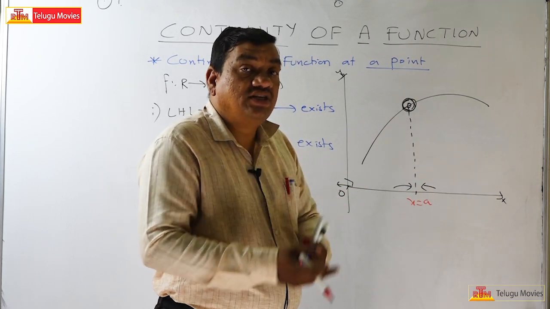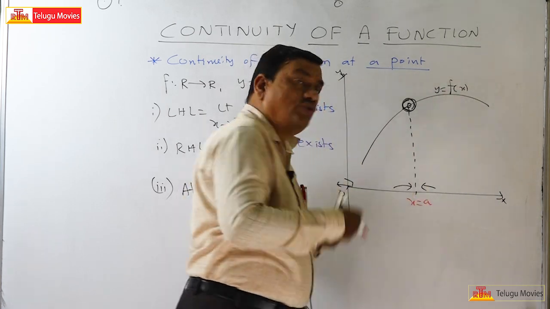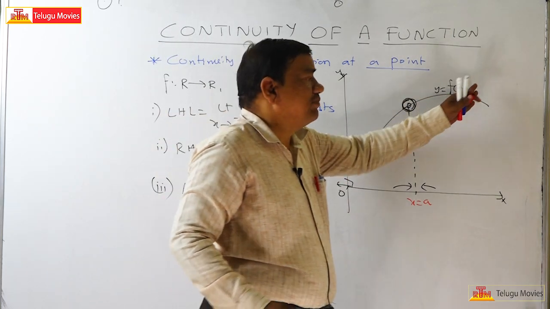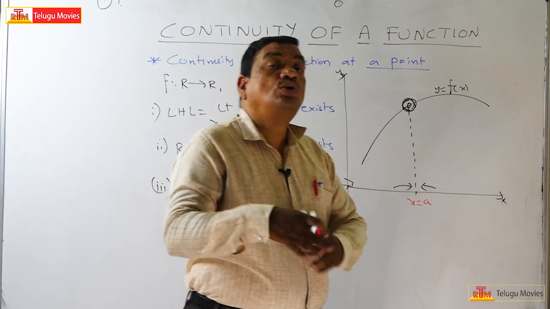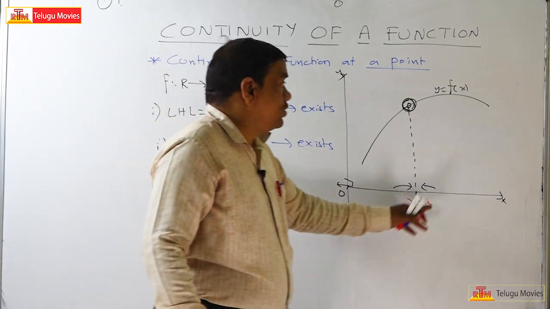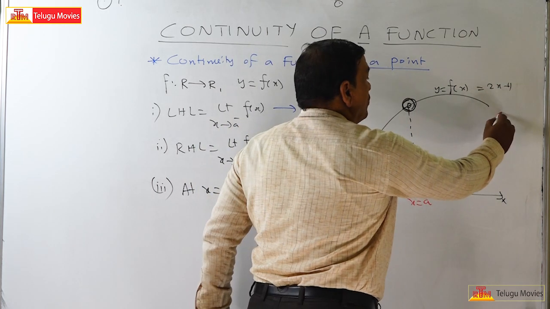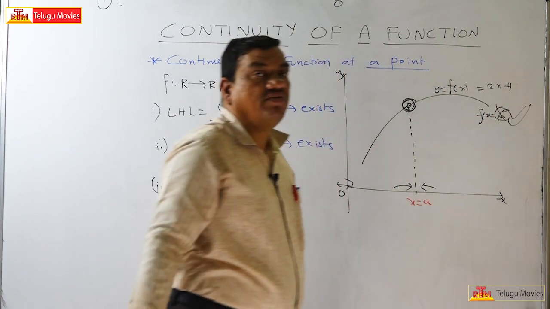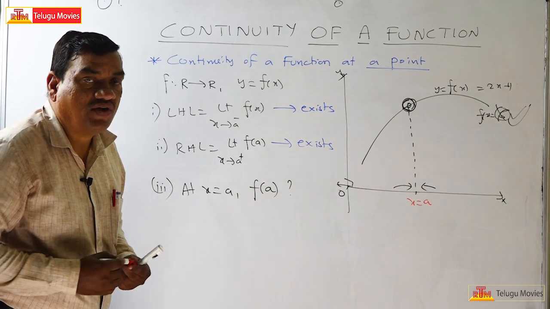If you substitute x is equal to a in the given function y is equal to f of x, you will simply get the output. For example, if it is x square, a square is the output. If it is 2x plus 1, then 2a plus 1 is the output. If it is 2x plus 1 and we want f of 2, 2 twos are 4, 4 plus 1, f of 2 is equal to 5. So at x is equal to a, find out the f of a value.